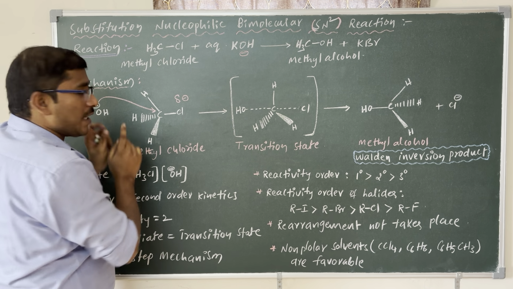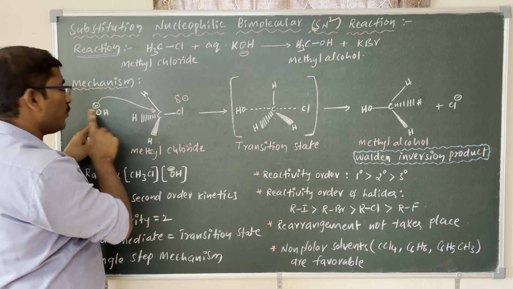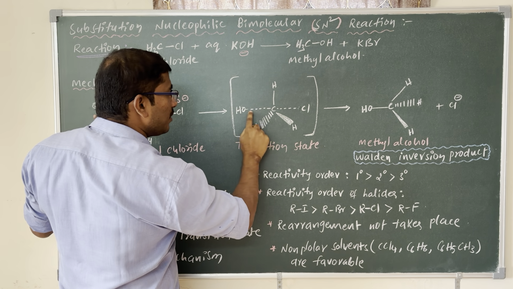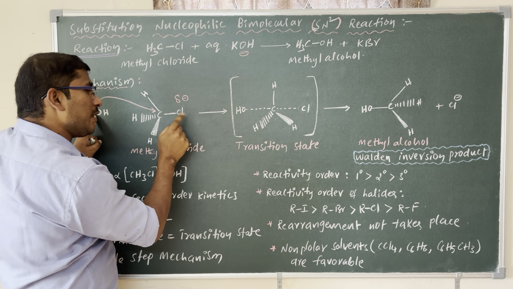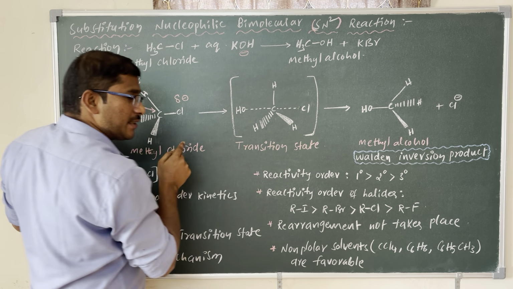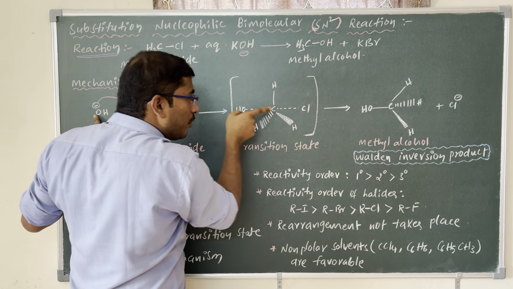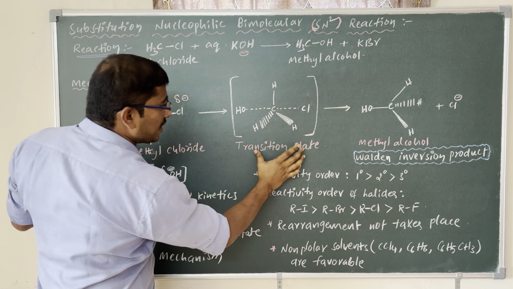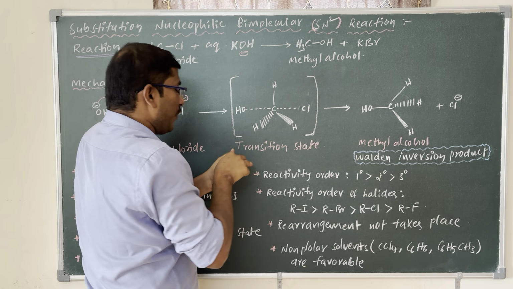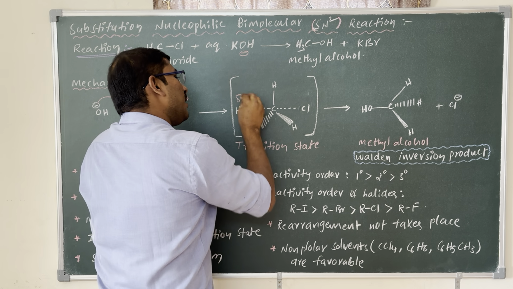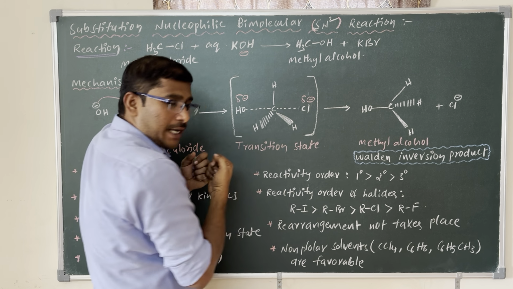Once it attacks the carbon atom, the OH group tries to form a bond between carbon and the OH group, and at the same time, the bond present between carbon and chlorine is going to detach. The carbon-OH bond is going to attach, and the carbon-chlorine bond is going to detach. In the transition state, both nucleophiles are bonded. This OH group is a nucleophile and chlorine is also a nucleophile. Both nucleophiles will be partially bonded to the carbon atom.